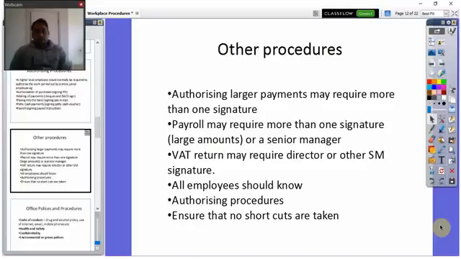Other procedures. Authorising larger payments may require more than one signature. Payroll may require more than one signature, e.g. a senior manager, because we know that this is normally a large cost to a business. A VAT return may require a director or another senior manager's signature. All employees should follow procedures and ensure that no shortcuts are taken. These procedures are put in place to make sure that the business is run efficiently, to reduce the chance of fraud, and to ensure there's a check on work so that no errors go through.